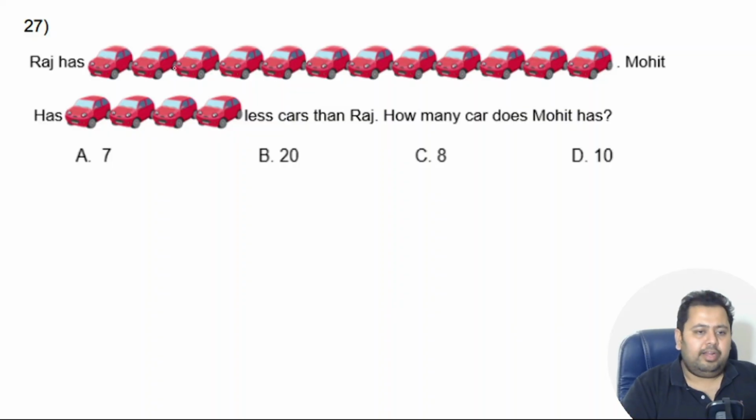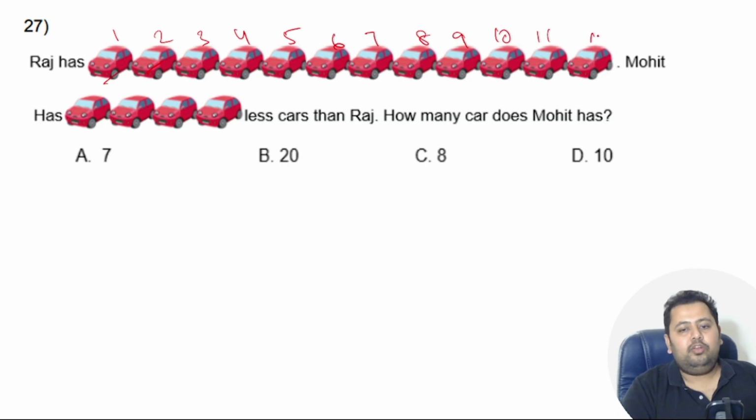Great. So let's count it out. Raj had 1, 2, 3, 4, 5, 6, 7, 8, 9, 10, 11, and 12. So Raj had 12 toy cards, right? Mohit has 1, 2, 3, and 4, right? Mohit had 4 cards, fewer cards than Raj.